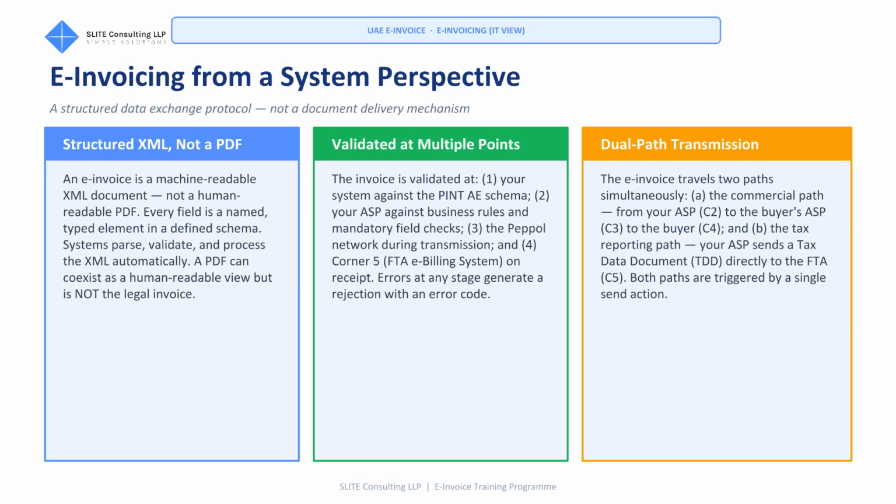2. It's validated 4 times: at your system, at your ASP, on the PEPPOL network, and at the FTA. Any one of those can reject it, each with its own error code. 3. Every send triggers 2 paths simultaneously: the commercial path to the buyer's ASP and the tax reporting path to the FTA. 1 send, 2 flows. Keep that dual path model in mind, it shapes everything else we'll cover. Next, let's look at the format stack that makes the XML work.